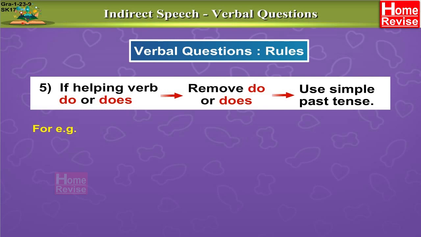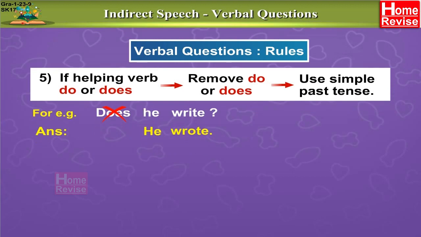For example, does he write? According to the rule, we have to change this question into a statement. So we have to remember that we will have to remove this does and we will have to write the past tense of the verb write, which is wrote. So our reported speech will be he wrote. Full stop.